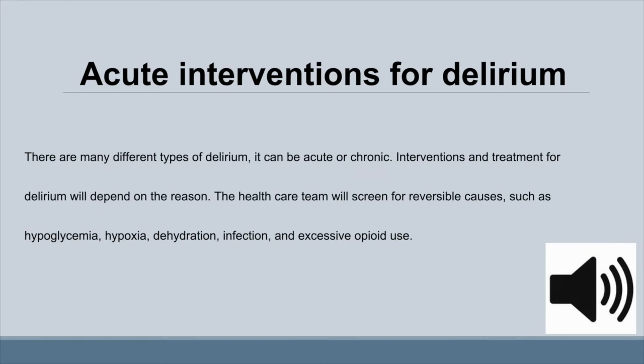Acute interventions for delirium. There are many different types of delirium. It can be acute or chronic. Interventions and treatment for delirium will depend on the reason. The healthcare team will screen for reversible causes. To name a few: hypoglycemia, hypoxia, dehydration, infection, and excessive opioid use.